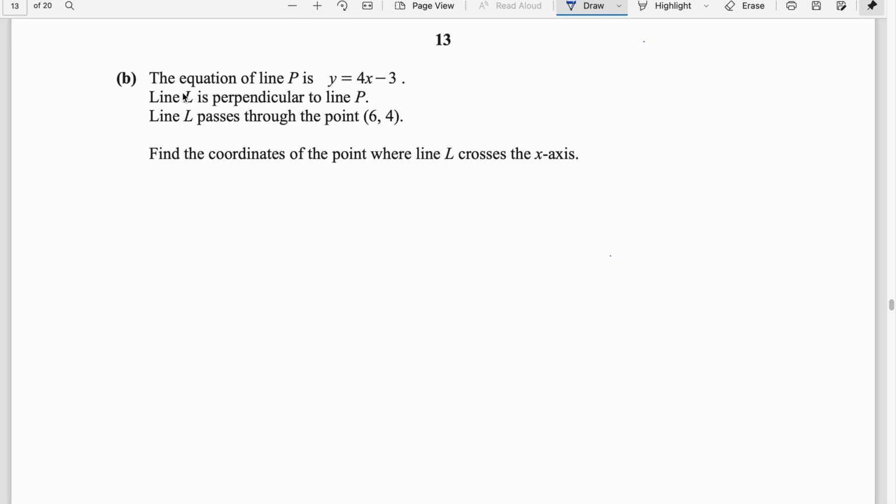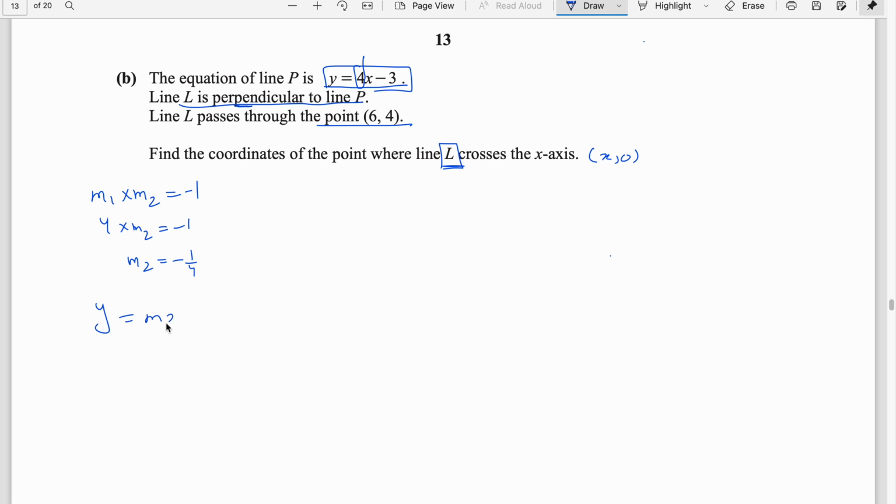Question 7b part. The equation of line P is y equals 4x minus 3. Line L is perpendicular to line P and line L passes through (6, 4). Find the coordinates of the point where the line L crosses the x-axis. So that should be (x, 0). And for that we need the equation of line L. So the gradient of line P is 4 and line L is perpendicular. So m1 into m2 is equal to minus 1. 4 into m2 equals minus 1, and the gradient of line L is minus 1 by 4.